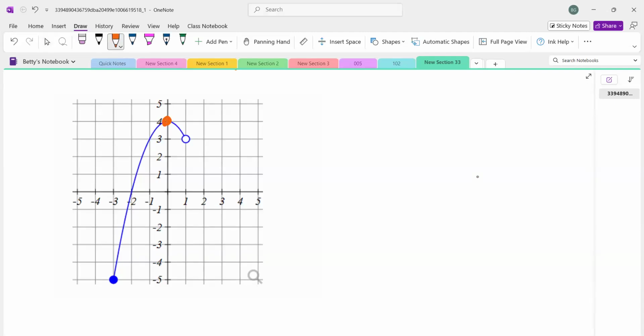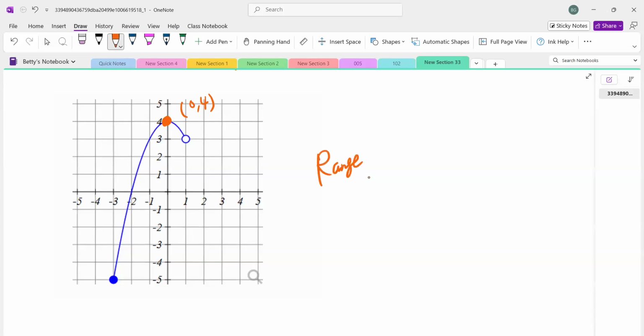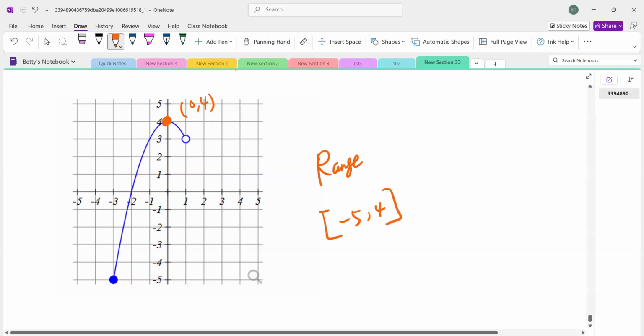This point is on the curve. It has coordinates (0, 4). Since this point is on the curve, its x value 0 is in the domain, and its y value 4 is in the range. That's the reason the range is from negative 5 to 4, closed. 4 is included, so it's a bracket. All right, so let's go back to the lumen.